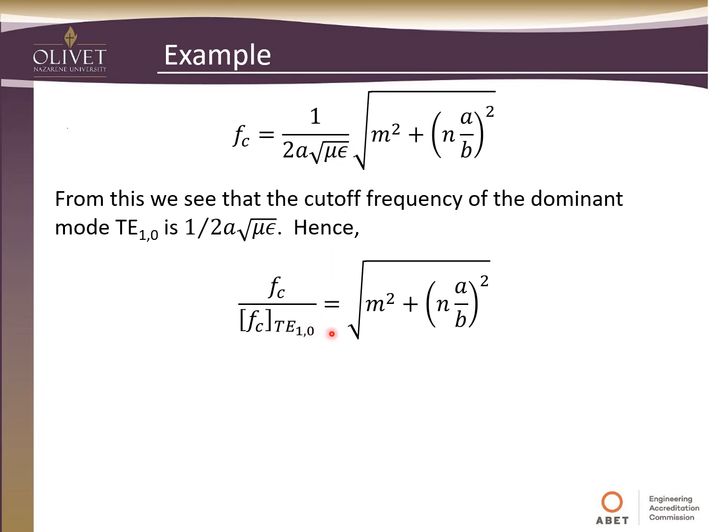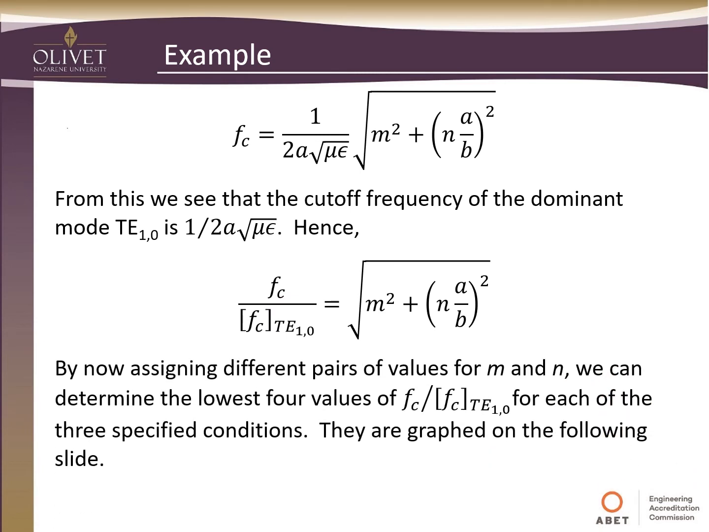Another reason this is the way we usually look at it is that until we hit this dominant mode, there's nothing propagating, right? So we really only become interested when we hit that first dominant mode and things start propagating. So this ratio comes into play. By assigning different pairs of values for M and N, we can determine the lowest 4 values of this ratio for each of the 3 specified conditions. We can graph those on the following slides, but we usually look at this.